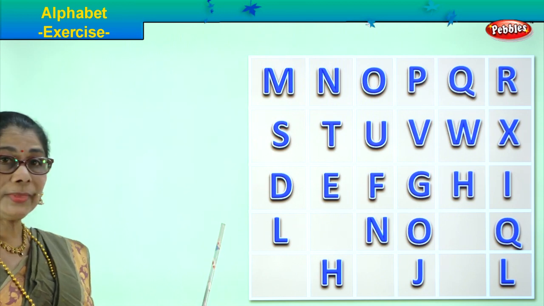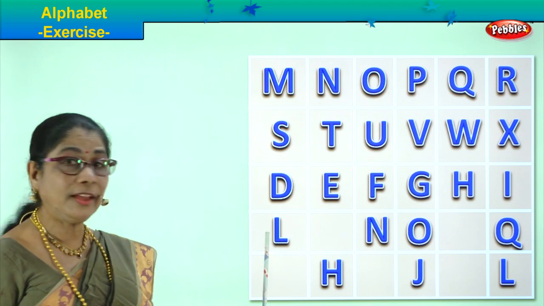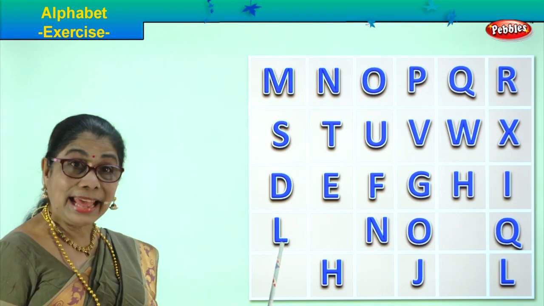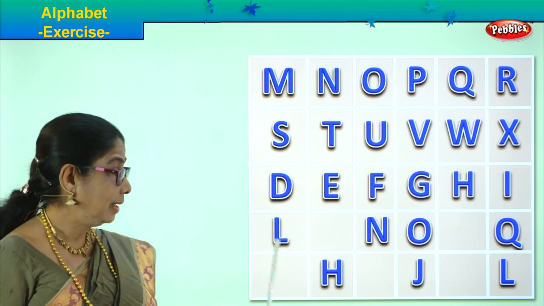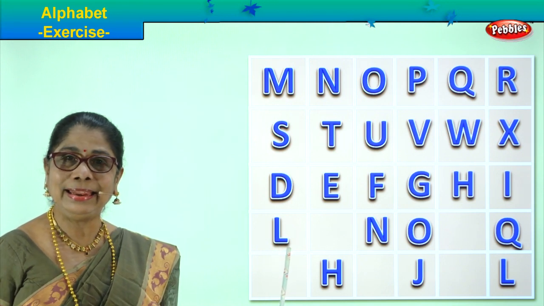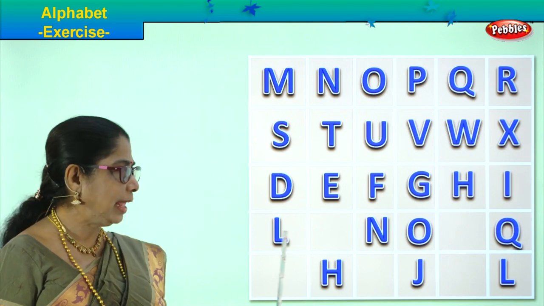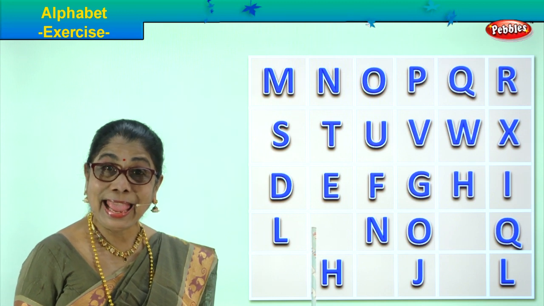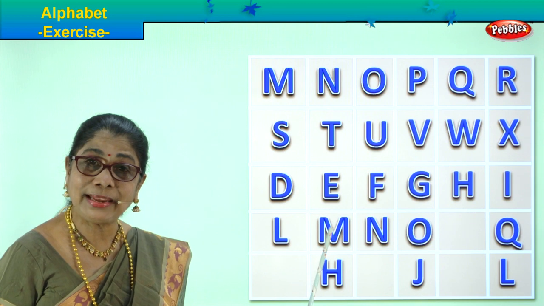Let's look at the next row of letters. What's the first letter we have here? L. Letter L. Lion. L. What's the sound of letter L? L. Good. What will be the next letter that follows L? Yes. M. Letter M. What is the sound of letter M? M.